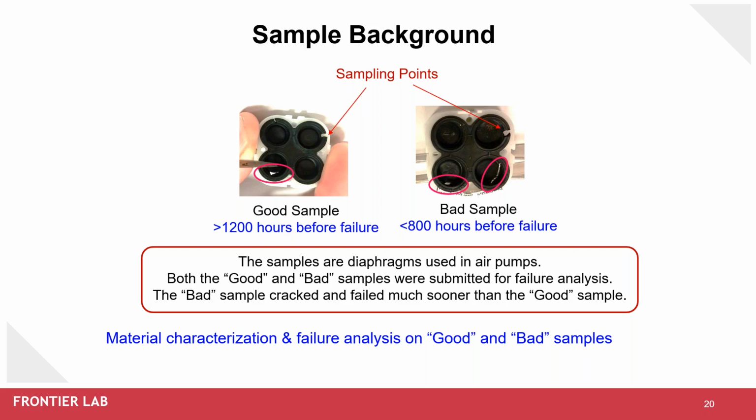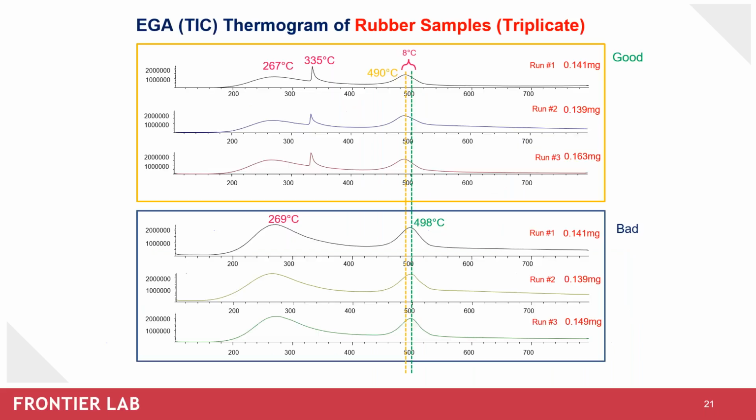In this technical note, we perform material characterization analysis on 2 samples. As you see here, we call them the good and the bad samples. Both of the samples are diaphragms used in air pumps. The manufacturer would like to identify the chemical composition of each pump and also find the cause of the failure in a bad sample. The bad sample lasted less than 800 hours before cracking, while the good one lasted more than 1200 hours. And that was the definition of being a good versus a bad sample.